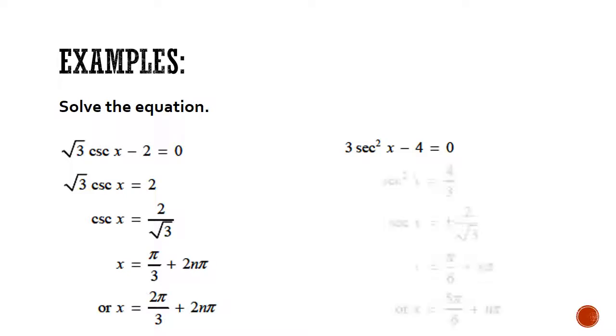For the secant, we add 4 divided by 3 and take the square root. We have to consider both the positive and the negative here. So we have pi over 6 plus pi n and 5 pi over 6 plus pi n. Now you may be wondering why not 2 pi n? Well, pi over 6 takes care of it in the first quadrant, and when we add 180 to that, we get it in the third quadrant. So that's what the pi n is, or when we add pi to that.